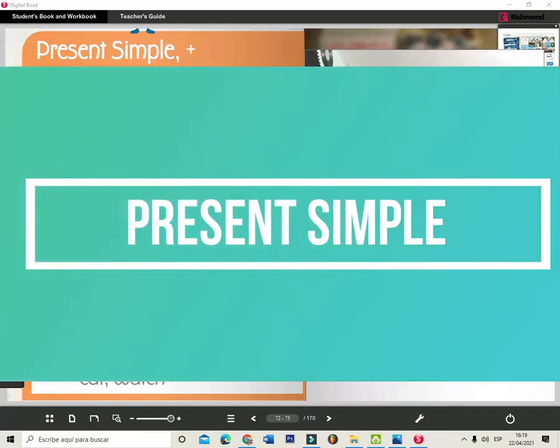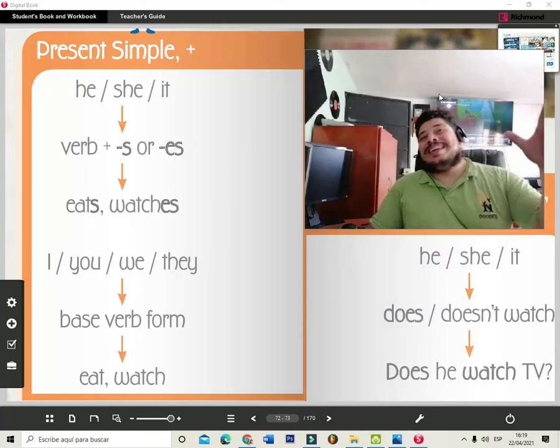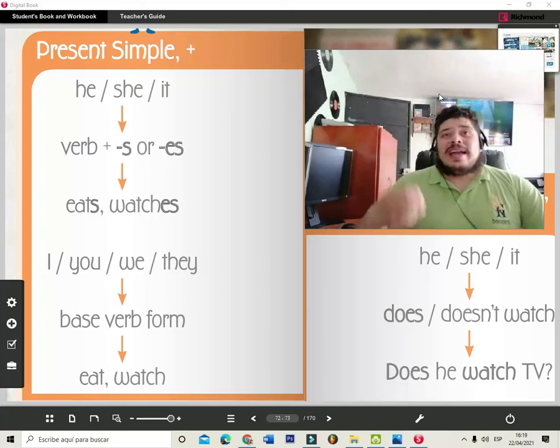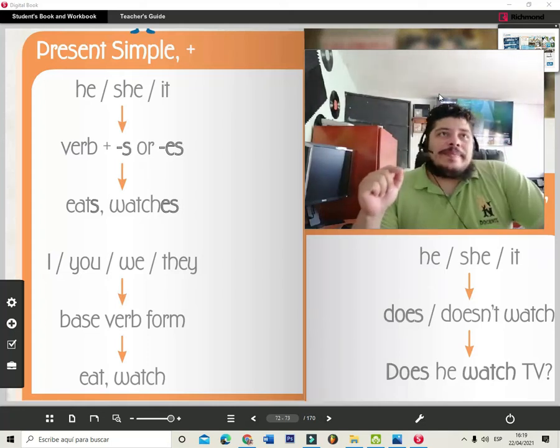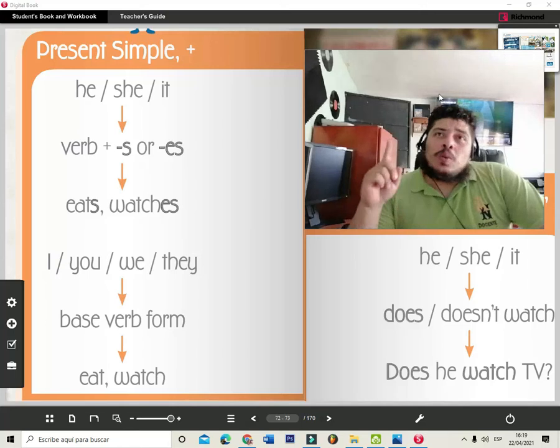Doesn't matter. Being honest, it doesn't matter. But in the book, we have present simple. So, guys, something important for the present simple is that we're going to have only one verb, okay?